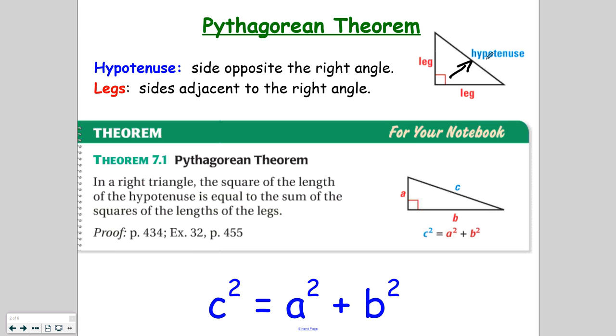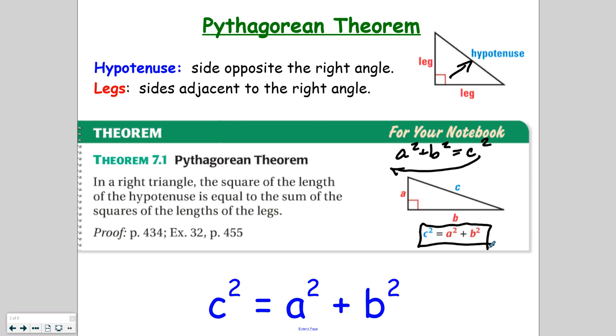Now, getting on to the theorem, it states in a right triangle, the square of the length of the hypotenuse is equal to the sum of the squares of the lengths of the legs, which just means c squared equals a squared plus b squared. A lot of people know Pythagorean theorem as a squared plus b squared equals c squared. It's the same thing. I just want to write it as c squared equals a squared plus b squared so that we don't get confused when we move on to the converse. It's going to be a little bit easier to approach the converse with the equation written like this.